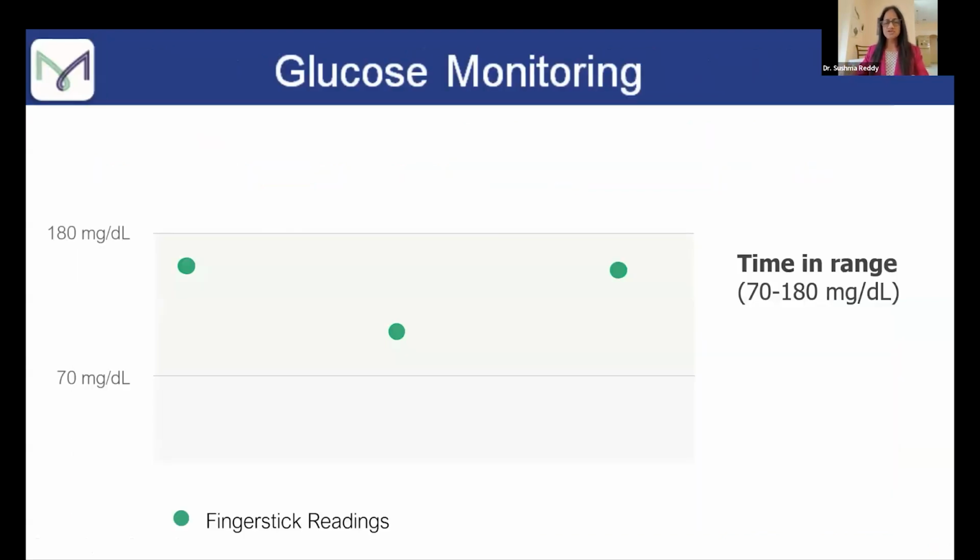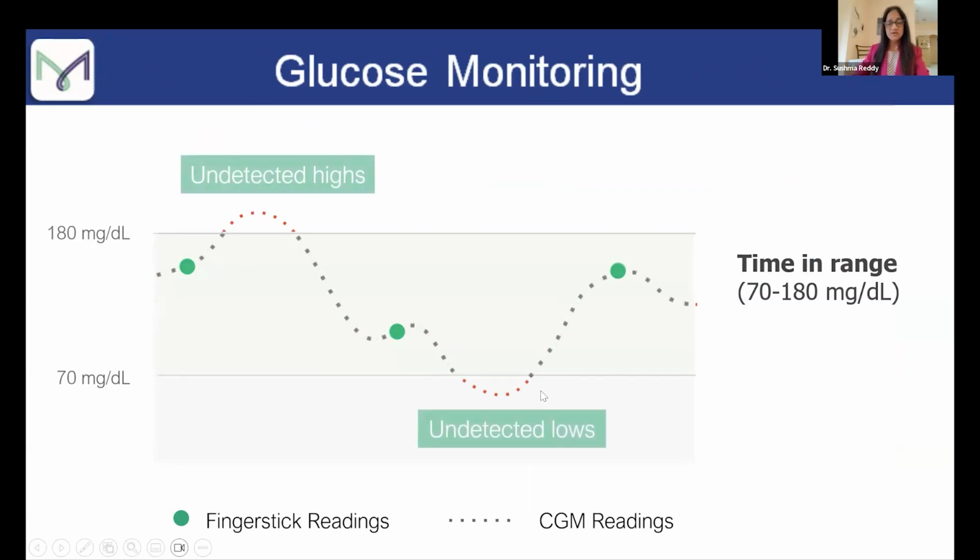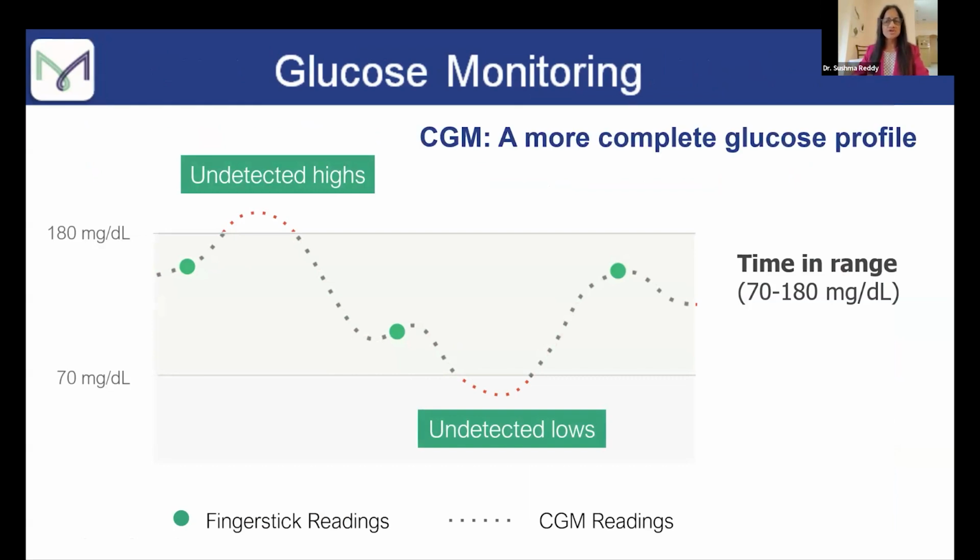Here's a patient who comes into your clinic. Here's 70, here's 180. They are actually checking their glucose, bringing these readings, and you're thinking, yay, you're doing a great job. What if this patient was wearing a CGM? Look what happens. Oops, here's where they were high, and here's where they were low. So you can see how that CGM can give you a much more complete glucose profile where you don't miss the highs and you don't miss the lows. And for the patient, it's real time.